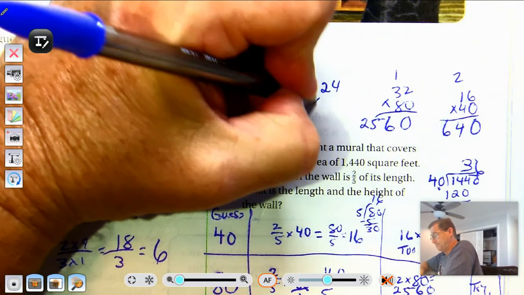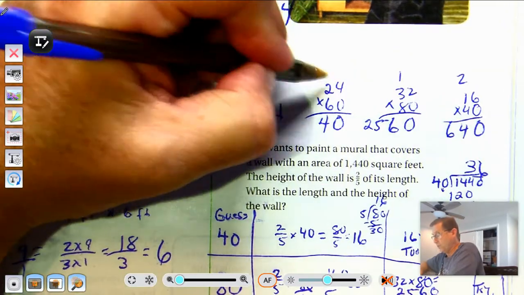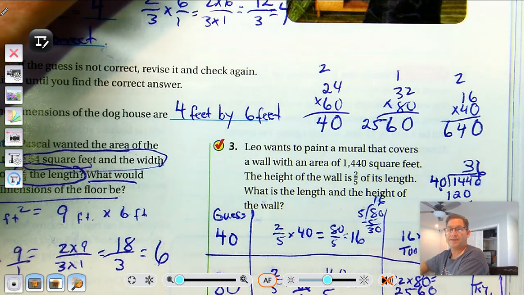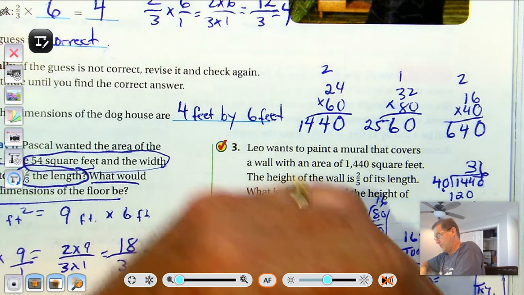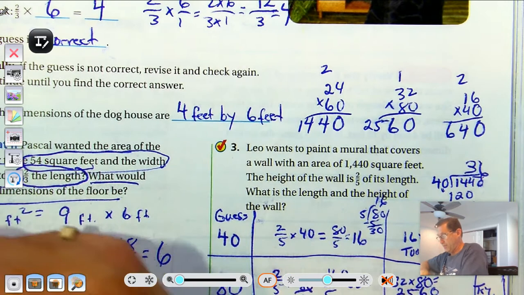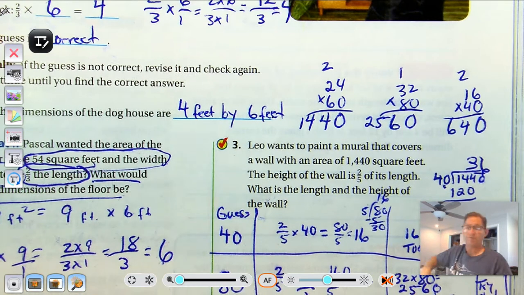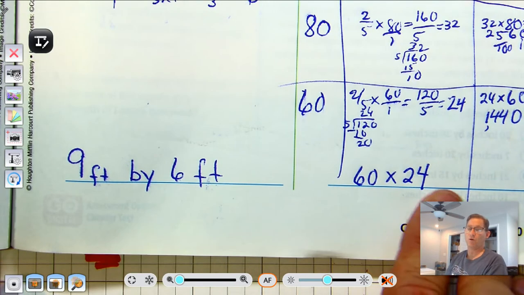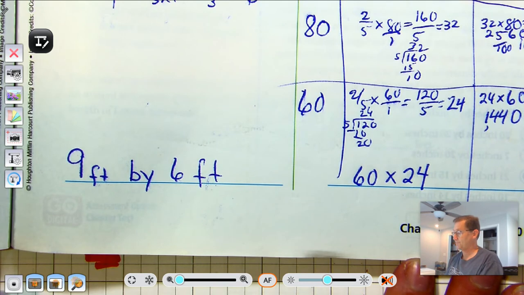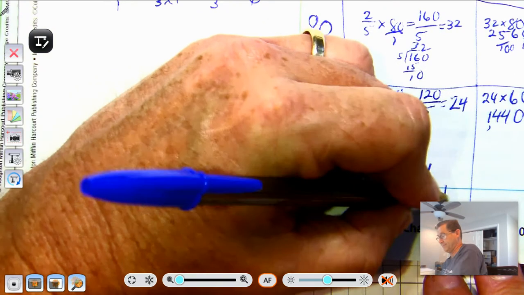Okay, well, let's multiply 24 by 60. We know it's going to end in a 0. 6 times 4 is 24. 6 times 2 is 12, plus 2 more is 14. That's 1440. So that works. So the dimensions are 60 by 24. The length is 60 and the height of the wall is 24 feet. So 60 feet by 24 feet.